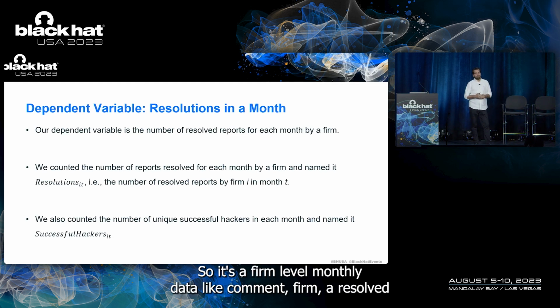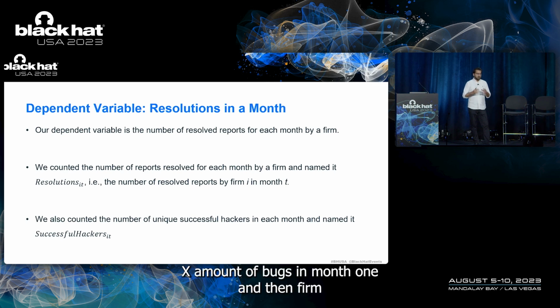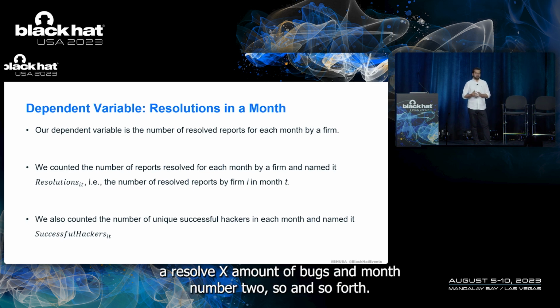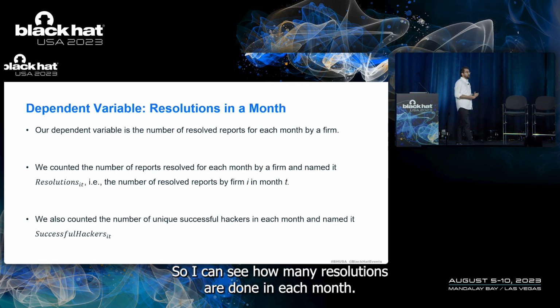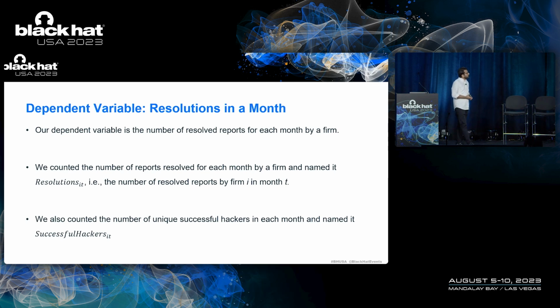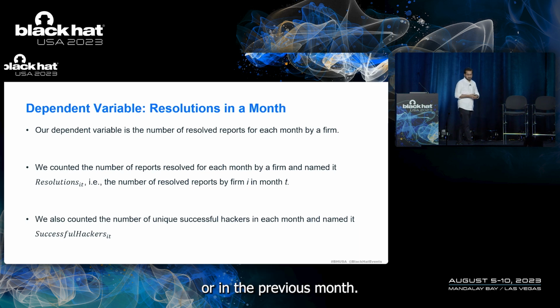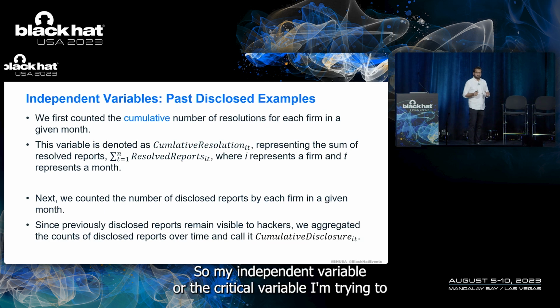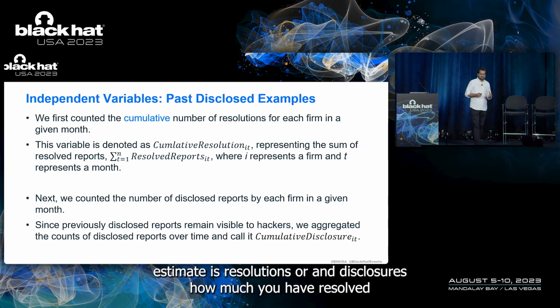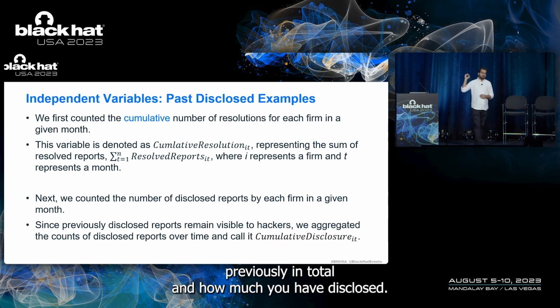So it's firm-level monthly data, like how many bugs firm A resolved in month 1, and then how many firm A resolved in month number 2, and so on and so forth. So I can see how many resolutions are done in each month, and what the disclosure level was at that time, in that month or in the previous month. My independent variable, the critical variable I'm trying to estimate, is resolutions and disclosures: how much you have resolved previously in total, and how much you have disclosed.